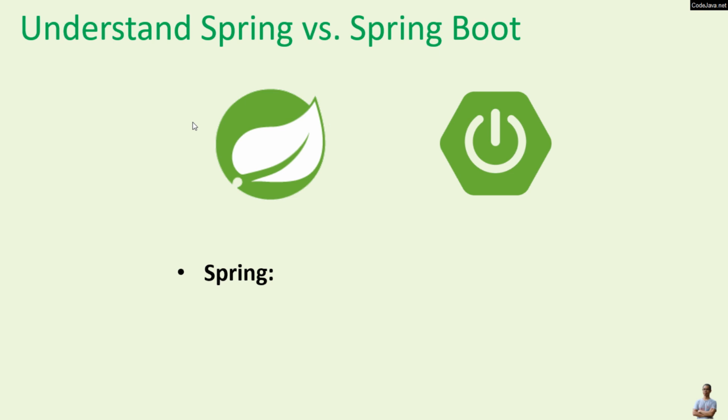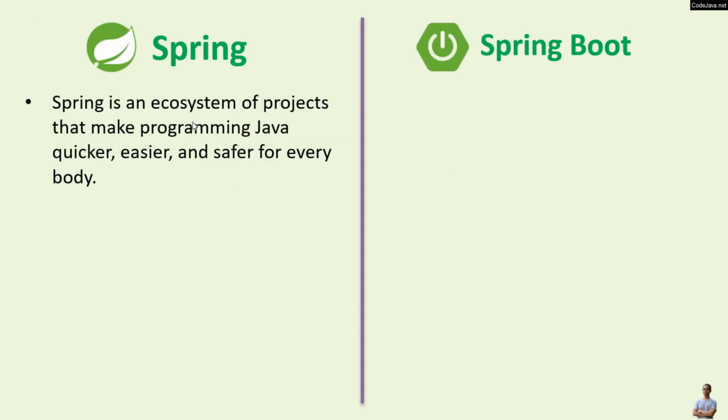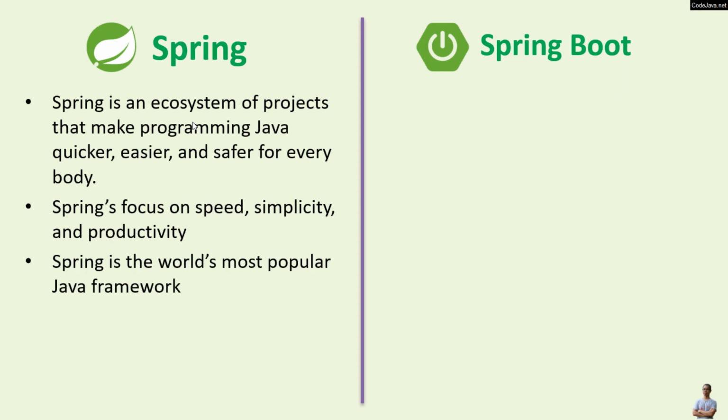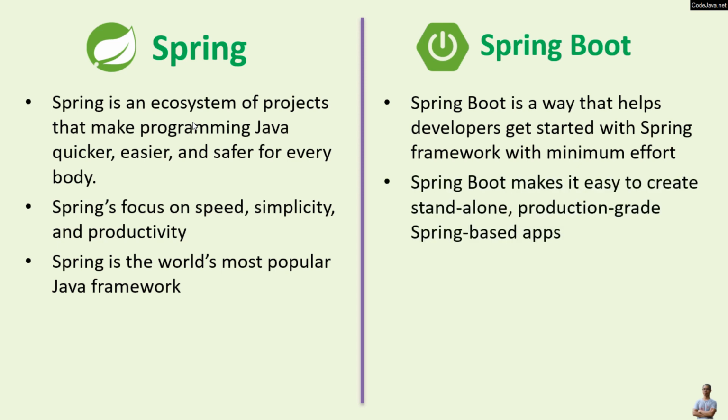Please note that when I use the term Spring, I mean the Spring platform as a whole, not the core Spring framework. So, Spring is an ecosystem of projects that make programming Java quicker, easier, and safer for everybody. And Spring is focused on speed, simplicity, and productivity that made Spring the world's most popular Java framework. And Spring Boot is the way that helps developers get started with the Spring framework with minimum effort. And Spring Boot makes it easy to create standalone and production-grade Spring-based applications.